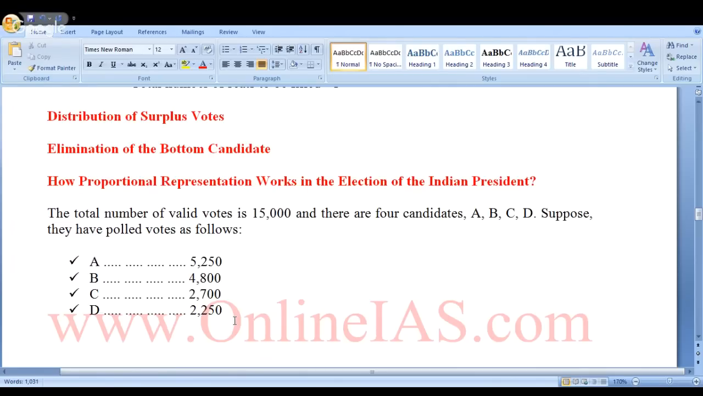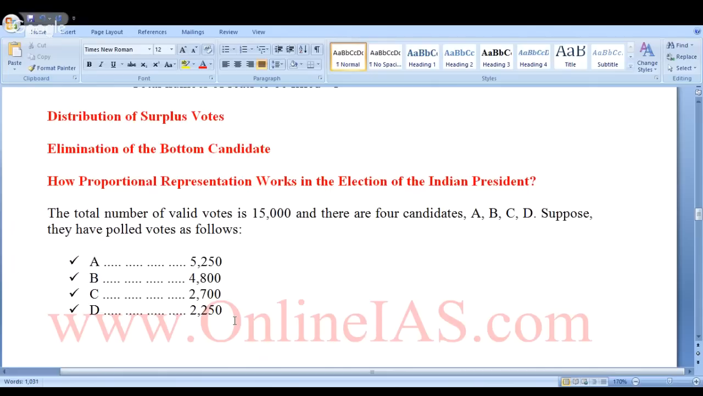Immediately, D has to be eliminated. See here, for D, some votes have been cast in the first preference, and the people who gave first preference to D might have given second preference to A, third preference to B, and fourth preference to C. That all depends on their choice.